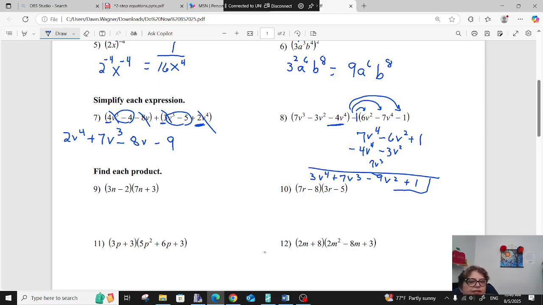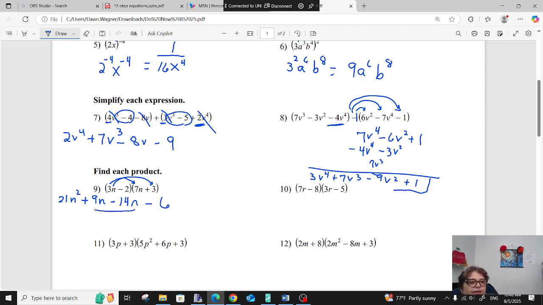So this is what we learned yesterday, right? This is what we learned yesterday. And we have to do the distributive property to both. So 3n times 7n is 21n to the second power. And 3n times 3 is 9n. And a negative 2 times 7n is negative 14n. And negative 2 times positive 3, negative 6.